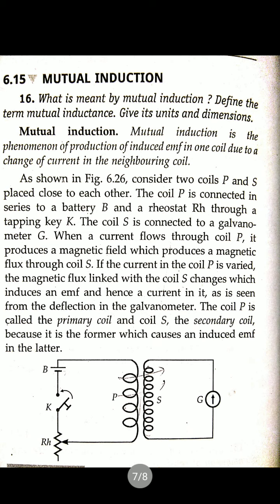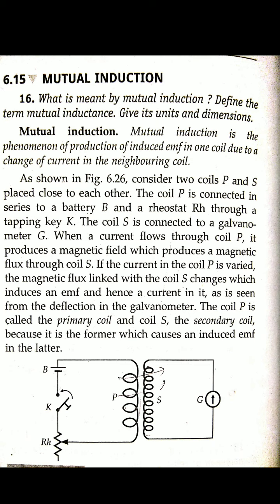Next is mutual induction. Mutual induction, I already discussed. In self-inductance, in one circuit the magnetic flux changes when a changing current passes through it, so the back EMF is induced, and the current is also induced in the same circuit. But in mutual induction, the current or the flux changes in one circuit or one coil, and the EMF or current is induced in a secondary coil. So two coils are used here. One is P, denoted as the primary coil, and S is the secondary coil.